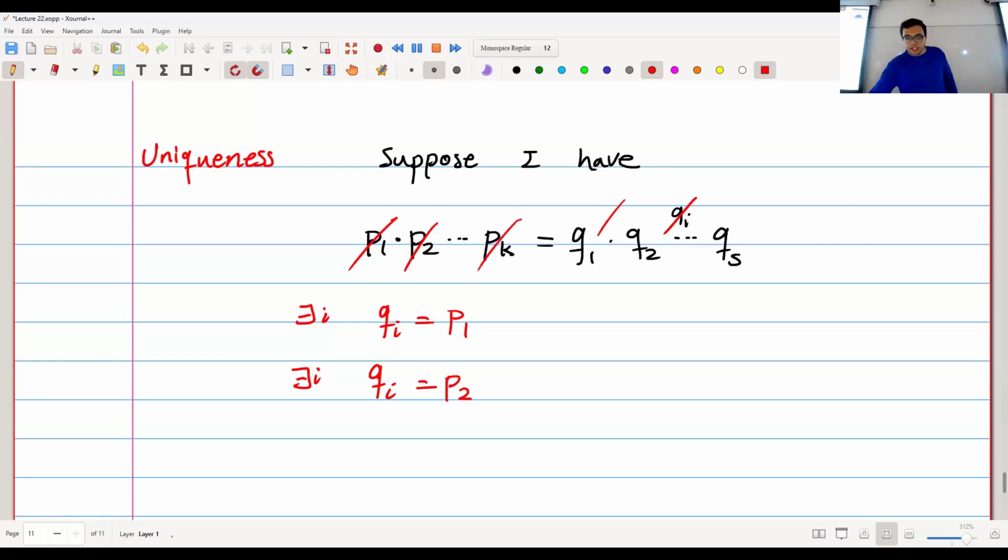But when I cancel everything on the left-hand side, my right-hand side has to be 1 as well, because my left-hand side has become 1 and the two sides were always equal. So this means that I basically found every prime on the left exactly once on the right, and I canceled them together. So the prime factorization on the right was the same as the prime factorization on the left. So I have only one prime factorization. Okay, this is the uniqueness.